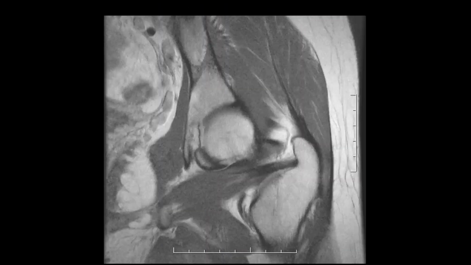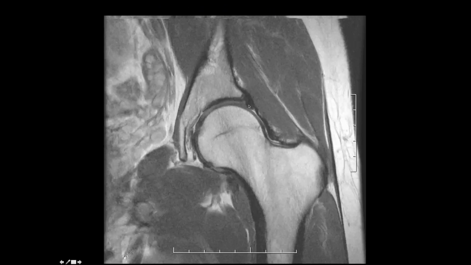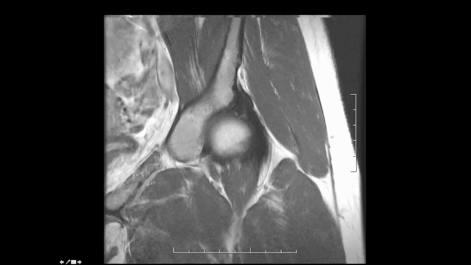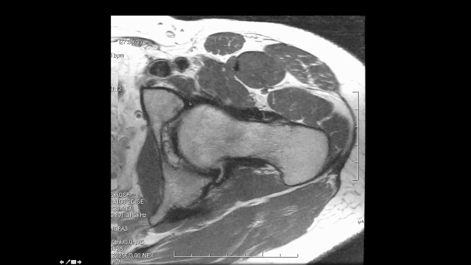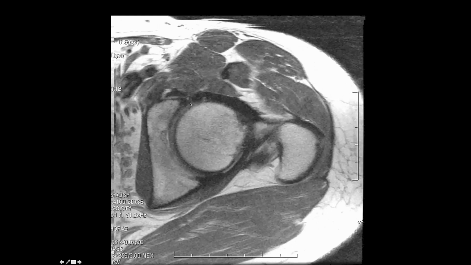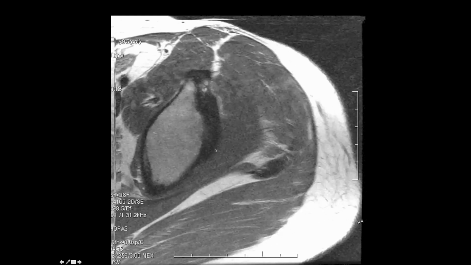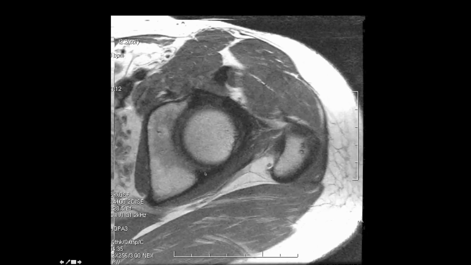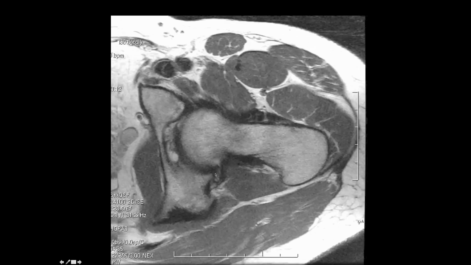And so on our coronal images, we see posterior superior labrum, superior lateral labrum, anterior superior labrum, anterior labrum, and anterior inferior labrum. On our axial oblique images, we see the anterior inferior labrum, the anterior labrum, the anterior superior labrum, superior lateral labrum, posterior superior labrum, posterior labrum, and posterior inferior labrum.